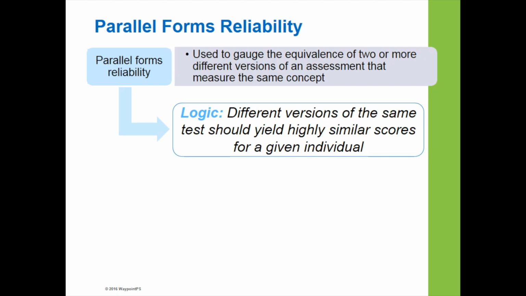The 3rd type of reliability is called parallel forms. Here we're trying to gauge the equivalence or similarity of 2 or more different versions of the same assessment that measure the same concept. So we're talking about the same assessment, just having different versions. The key logic here being different versions of the same test should yield highly similar scores for a given individual.